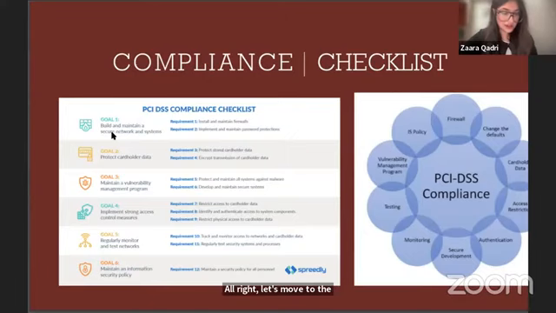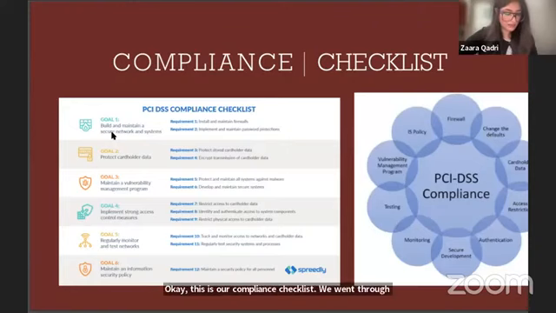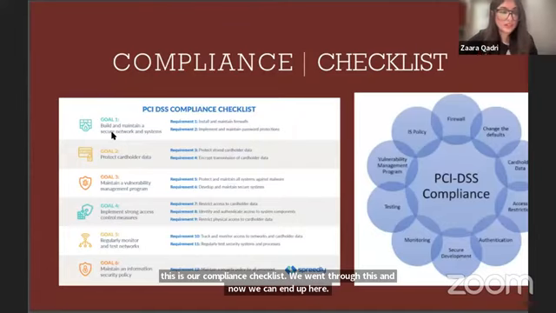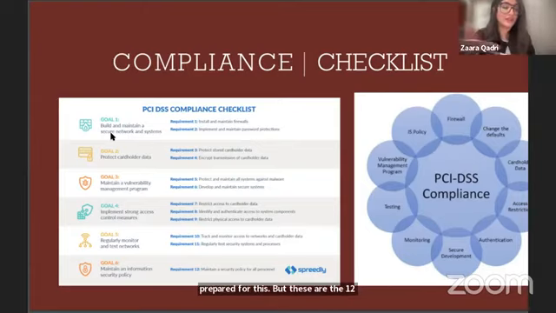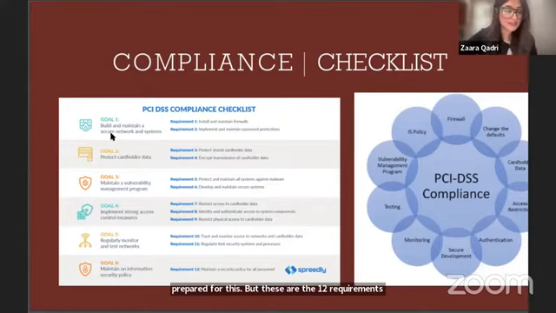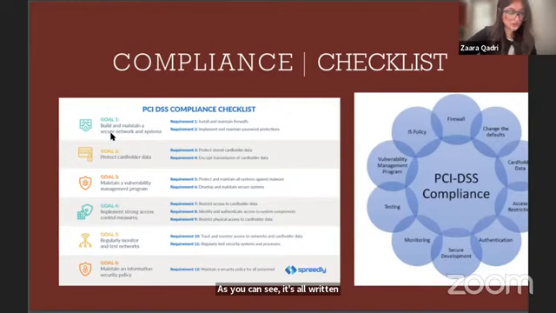Okay, this is our compliance checklist. We went through this and now we end up here. I'm not going to go through all of this for you because it was a little bit lengthy on my part, but these are the 12 requirements that are necessary for level 1 payment card processing in PCI DSS. As you can see, it's all written here. If the people who are watching would like to go through this later, you can definitely ask me and I can give this to you.